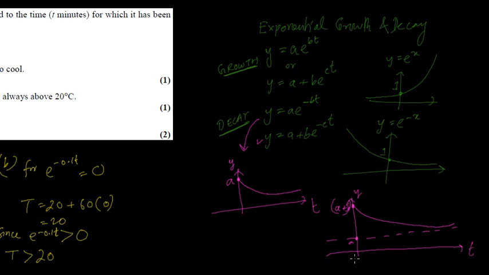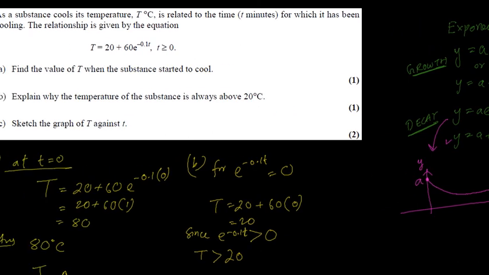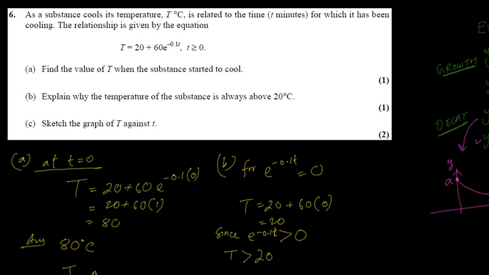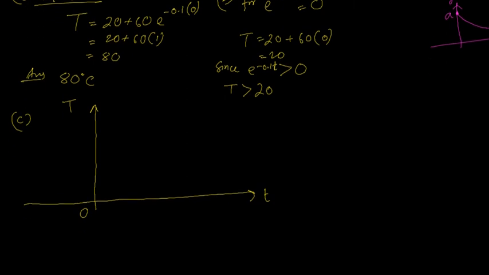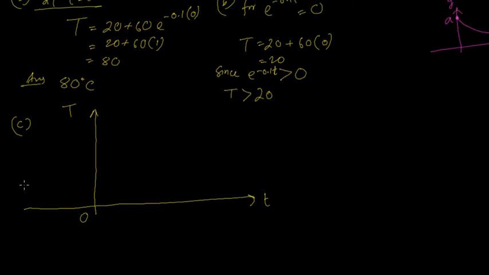This is something that needs to be memorized, and this will be the sketch for this one. It will be raised and the asymptote can be seen. So for this particular sketch that we have to do, this one is plus 20, so our asymptote would be at 20.